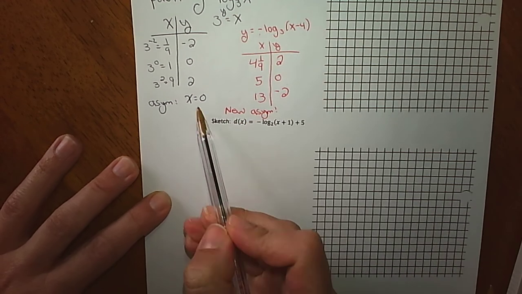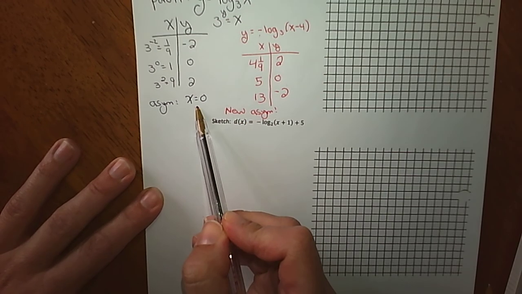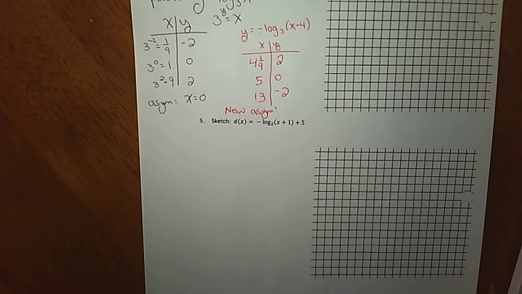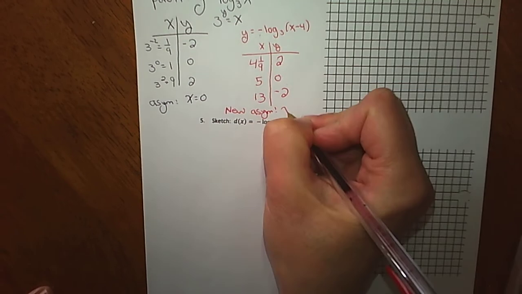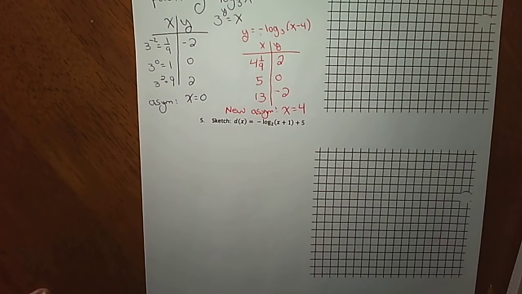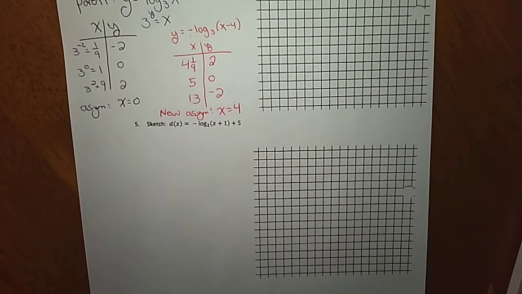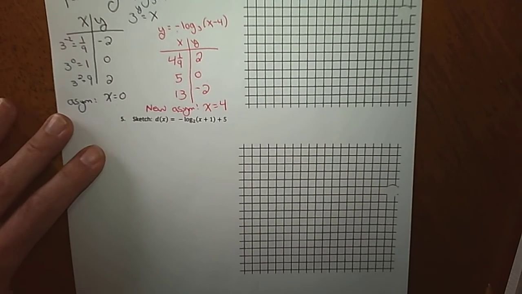Now again, the old asymptote is x equals 0. Did we do anything to the x? Yes, we did. We added on 4, so we're going to add on 4 and create a new asymptote there. All right, so this is what we want to graph.